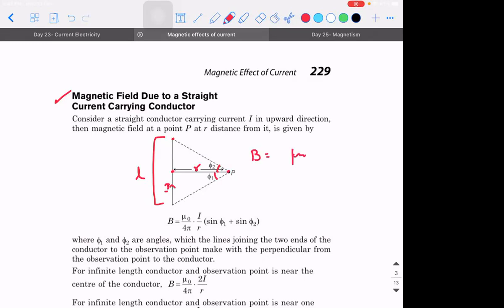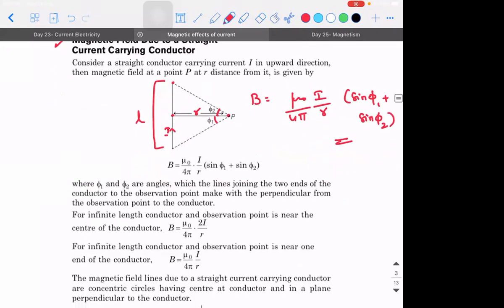Then the value of B is given as mu naught divided by 4 pi into I divided by R multiplied with sine phi 1 plus sine of phi 2. Suppose the conductor is of infinite length. Then phi 1 will be equal to phi 2 will be equal to pi by 2. If you substitute it there, the expression will be mu naught I divided by 2 pi r. This is also an important expression to remember. You would have used this in CBSE multiple times.